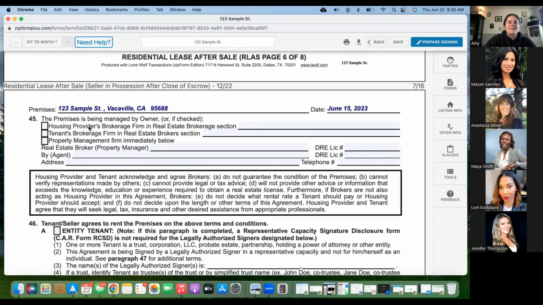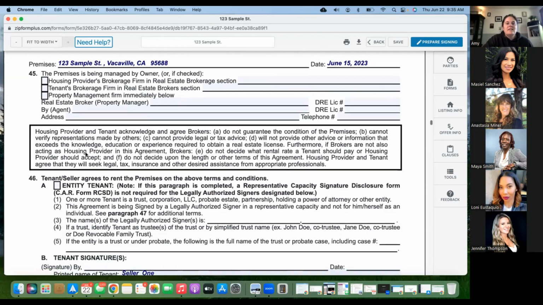The 45 is the premise is being managed by owner, or if checked. So the default is premise is being managed by the owner. Otherwise, it's the housing provider's brokerage firm in the real estate brokerage section, tenant's brokerage firm in the real estate brokers section, right? So it's either the buyer's brokerage, the listing agent's brokerage, or a property management firm immediately below. So for the most part, it's going to be managed by the buyer of the property, which would be the owner. Housing provider and tenant acknowledge and agree.